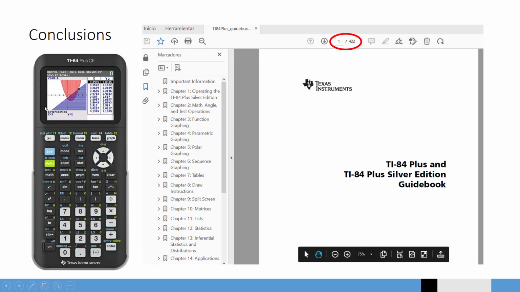And it is actually the user guide of this calculator. It is 400 pages long, but if you want to make efficient use of the calculator, you don't need to read all these pages. You need to know how, if you need anything, to go to the index and read about how to do that thing in this calculator.